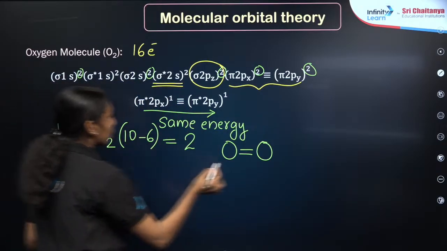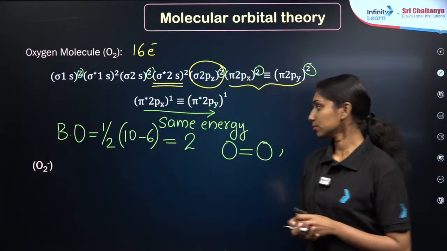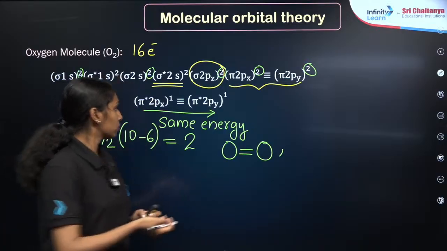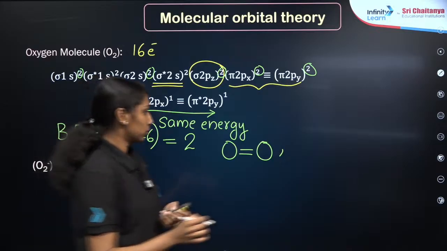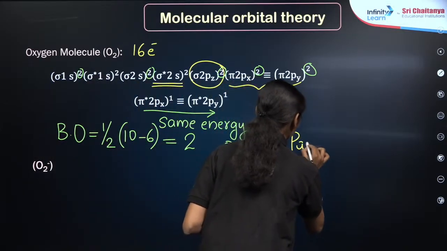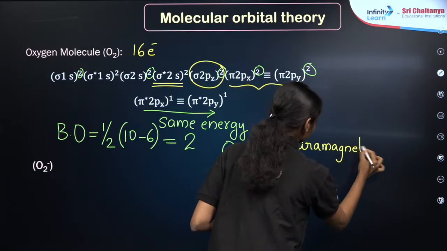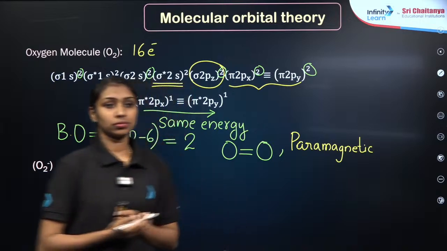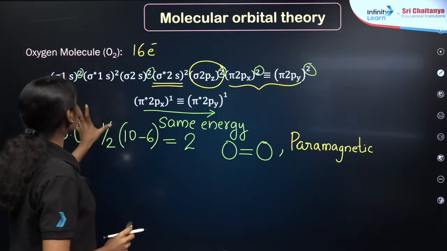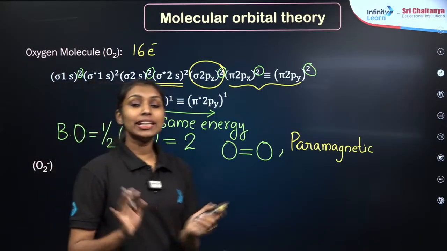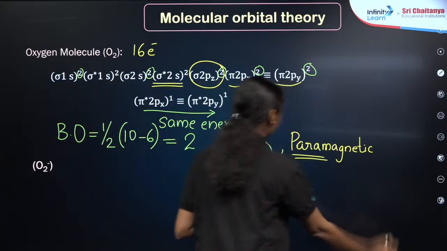Then what about the magnetic behavior here? Whether it is paramagnetic or diamagnetic? Paramagnetic, right? Because of the presence of these two unpaired electrons, we can say that the complete oxygen molecule is paramagnetic in nature. Whenever a magnetic field is present, it will be attracted by the magnetic field. That is representing the paramagnetic behavior. Clear?